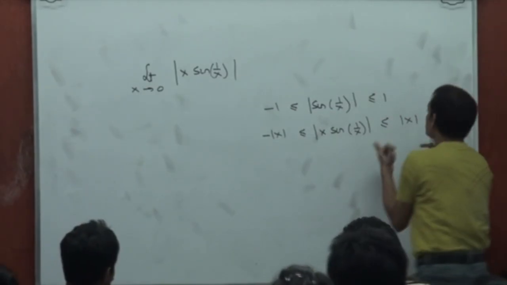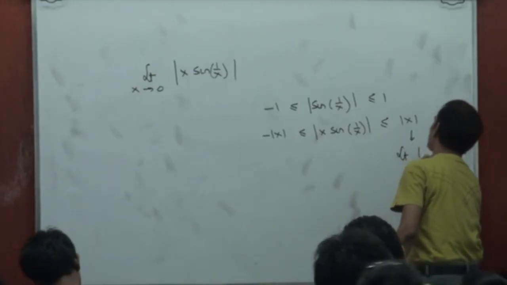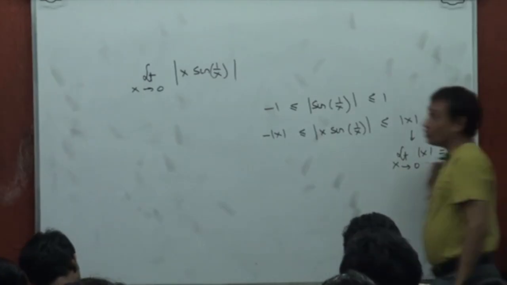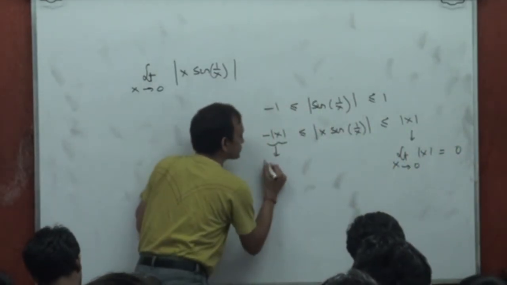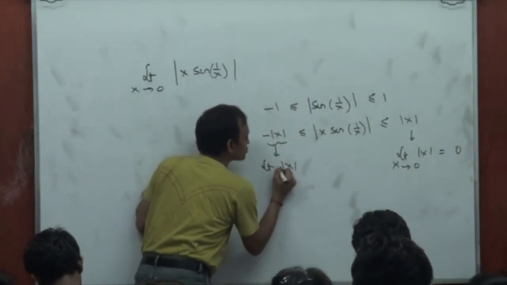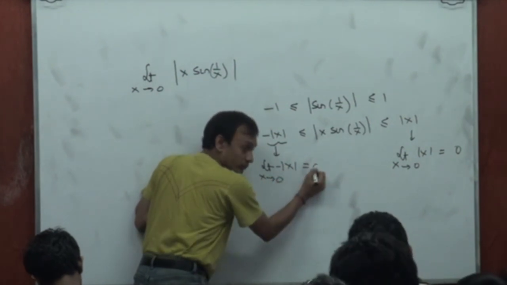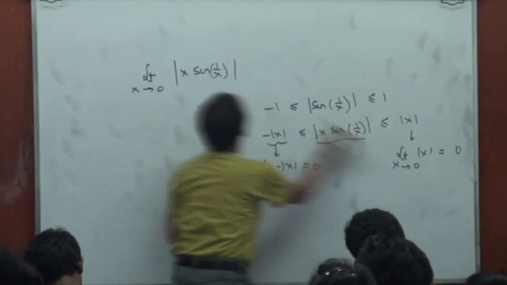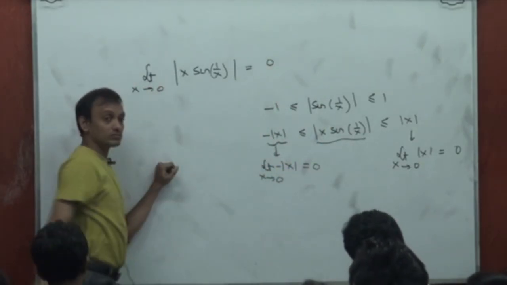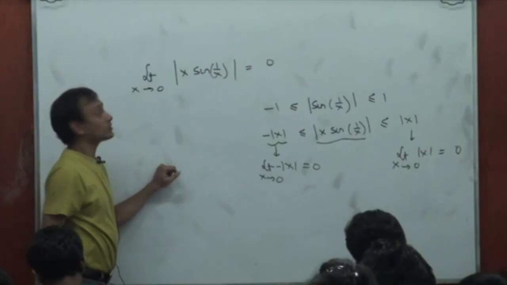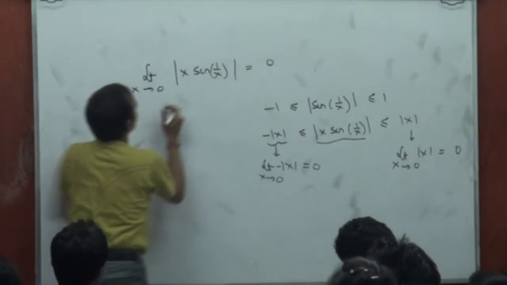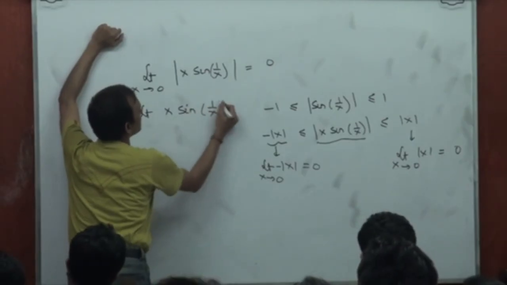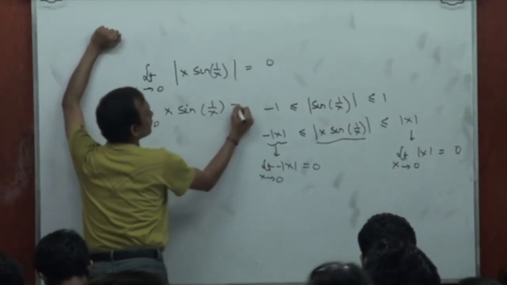And the limit of the upper bound function as x tends to 0 is 0. The limit of the lower bound function as x tends to 0 is 0. So the limit of this as x tends to 0 must be 0. That's the sandwich theorem. And if the limit of the modulus is 0, then the limit of the function must be 0 as well. The limit of x sin(1/x) as x tends to 0 will also be 0.